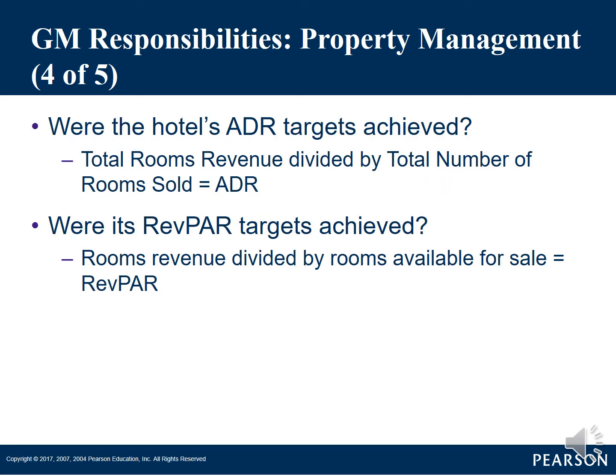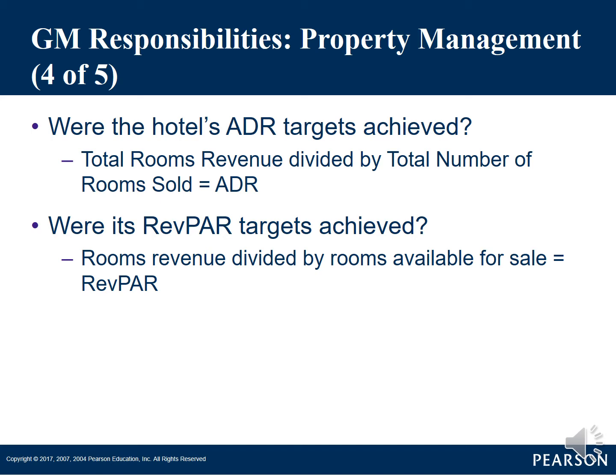Let's see here, property management. This is where the hotel's ADR, what's the ADR? Average daily rate, is achieved. Was it achieved? So you're going to take the total room revenue divided by total rooms sold. So, pretty straightforward. You make X amount of dollars, you have X amount of rooms sold, you can figure out your ADR. Now, was the RevPAR achieved?